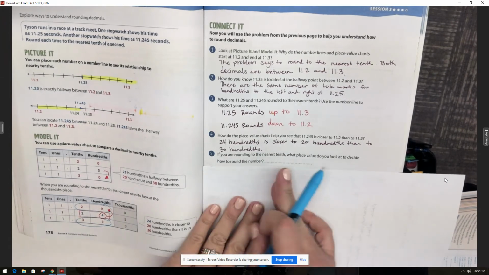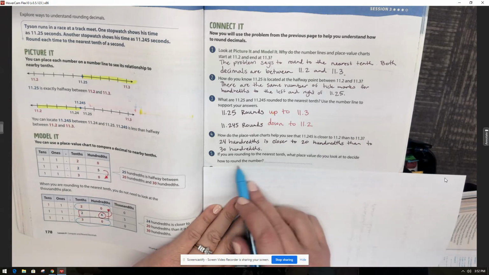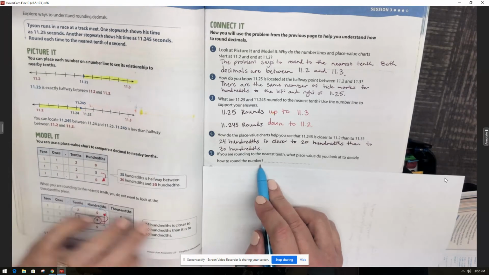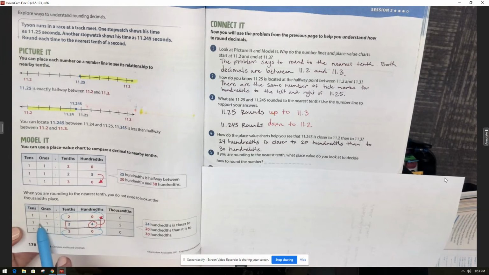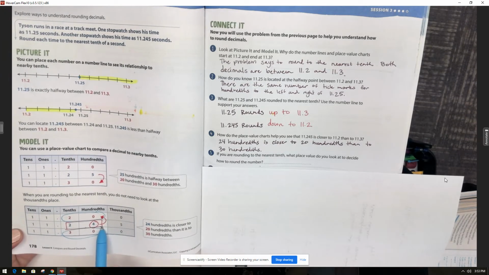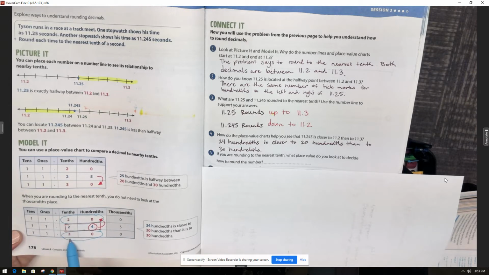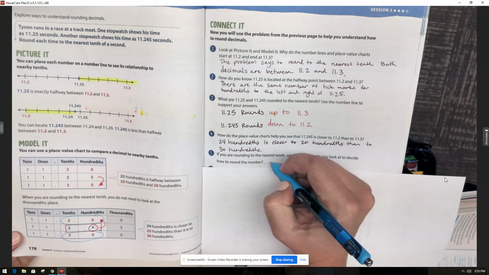If you're rounding to the nearest tenth, what place value do you look at to decide how to round the number? Remember, if you're rounding to the nearest tenth, we're going to look at the place value to the right to tell us what to round the tenth to. So if we need to round up or down to a tenth, we need to look at the hundredths place value to know what to do.